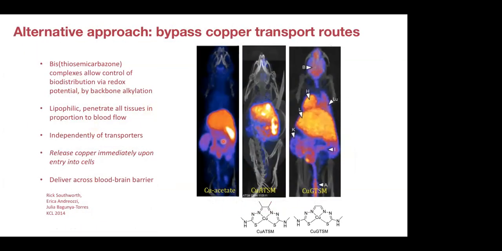For many years, 25 years or so, we've been working with copper bis(thiosemicarbazone) complexes labeled with copper-64. These allow us to control the biodistribution by taking advantage of the redox activity of these complexes. They're all lipophilic. We've made dozens of these derivatives. They can all penetrate tissues and get into cells in proportion to blood flow, independently of transporters, and they release copper upon entry into cells by a bioreductive mechanism. That is to say, some of them do.